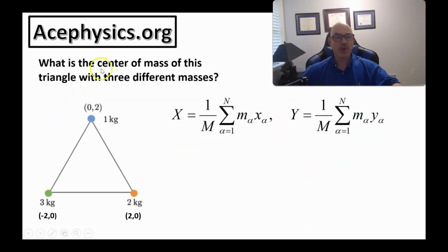The next question says, what is the center of mass of this triangle with 3 different masses? I'll call this location the origin. Mass 1 is 3 kilograms located at negative 2, 0. Mass 2 is 2 kilograms at 2, 0. And mass 3 is 1 kilogram at 0, 2.